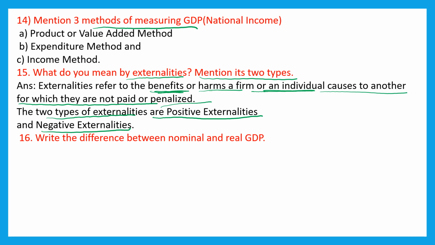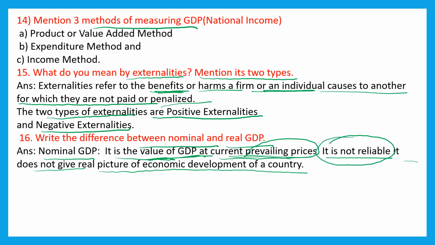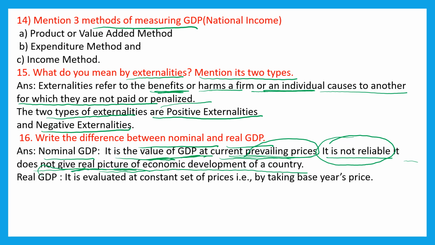Write the difference between nominal and real GDP. First, let us see nominal GDP. It is the value of GDP at current prevailing prices. So GDP is calculated by taking current prevailing prices. It is not reliable and it does not give a real picture of the economic development of a country.